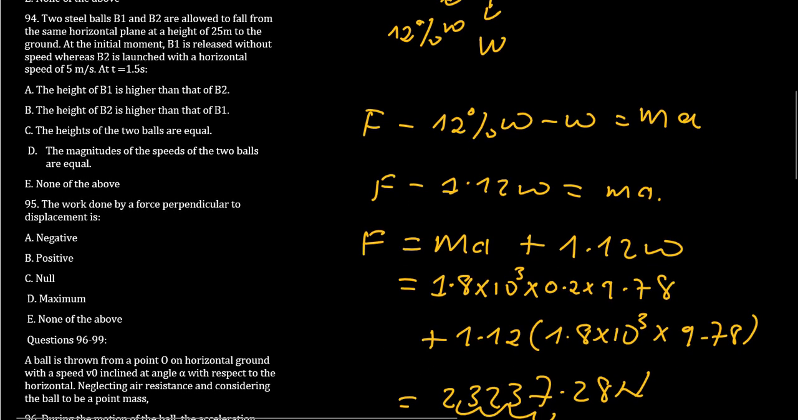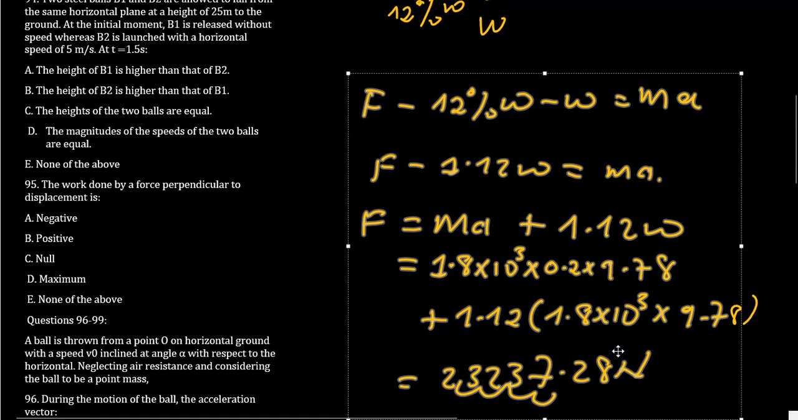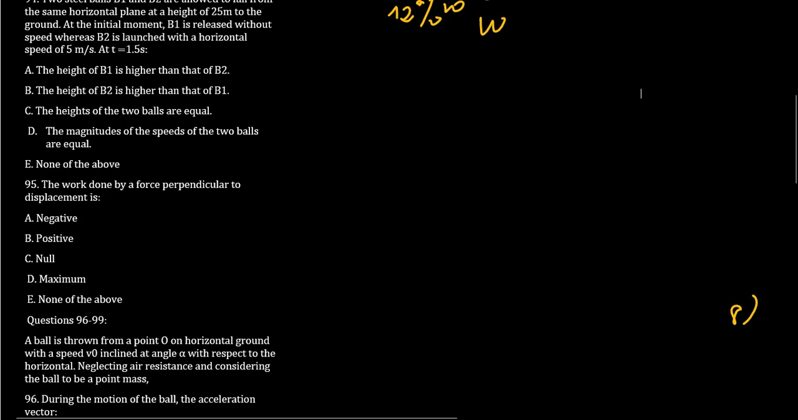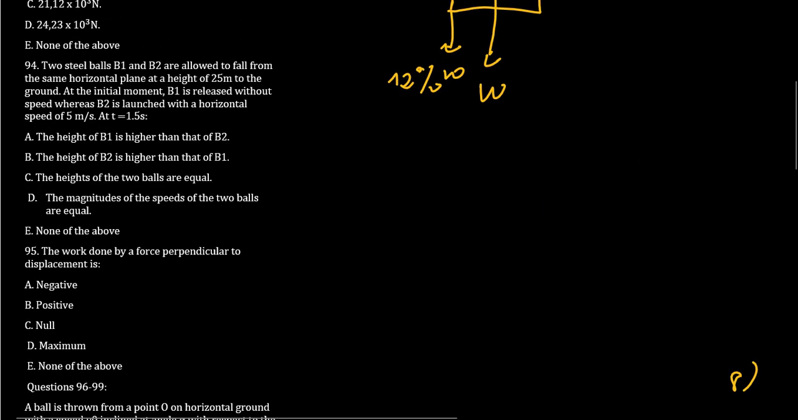Number 94. Two steel balls B1 and B2 are allowed to fall from the same horizontal plane through a height of 25 meters to the ground. At the initial moment, B1 is released without speed, whereas B2 is launched with a horizontal speed. At time t equal to 1 second, A, the height of B1 is higher than B2; B, the height of B2 is higher than B1; C, the heights of the two balls are equal; D, the magnitude of the speed of the two balls are equal; E, none of the above.